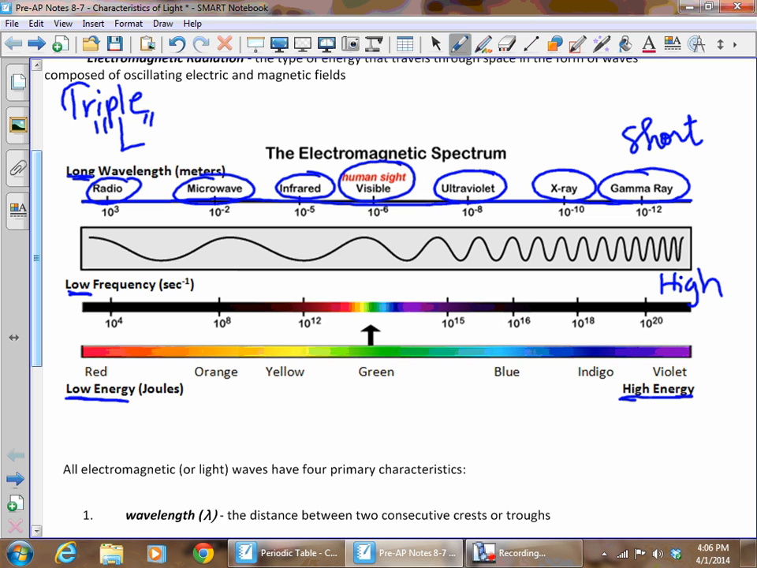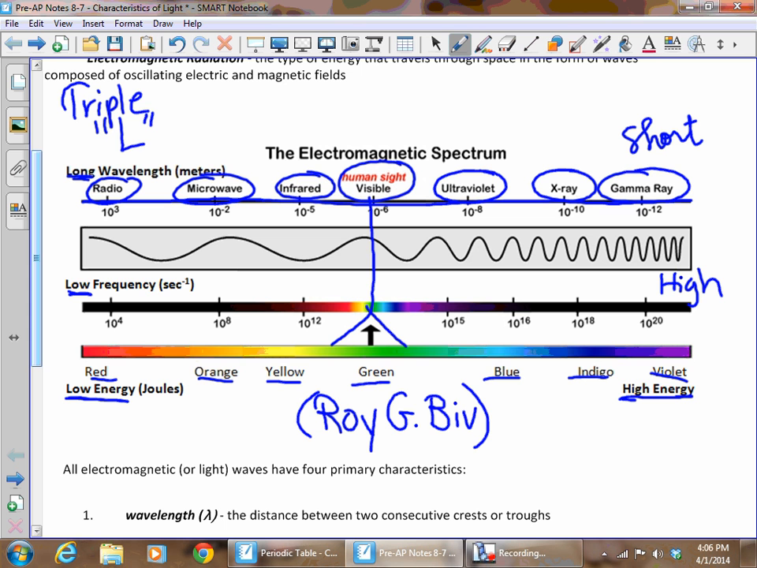And I would expect you to know that visible light can be split and spread out into the colors of the rainbow: red, orange, yellow, green, blue, indigo, and violet. We use the mnemonic device Roy G. Biv to help us remember the order of that spectrum. A lot of books are leaving out indigo, but I like indigo, so I'm going to leave it in. So Roy G. Biv helps us remember that order: red, orange, yellow, green, blue, indigo, violet.